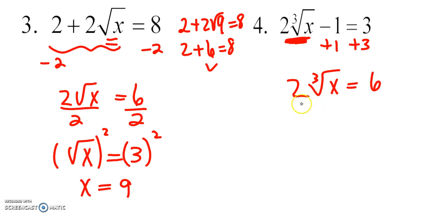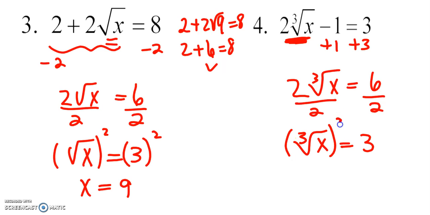Next move, I'm going to get rid of this, so I'm going to divide that out because it's not under the radical or the cube root. So I get that. And then lastly, all I want to do is cube this. And I get x is 27.